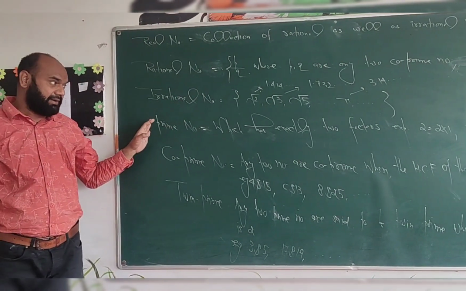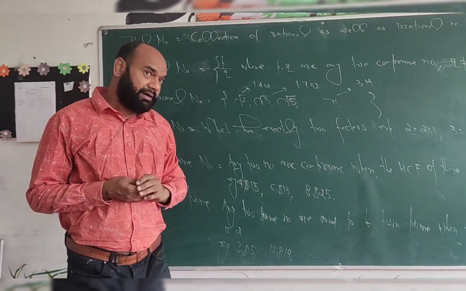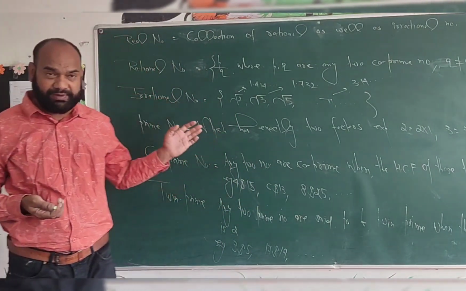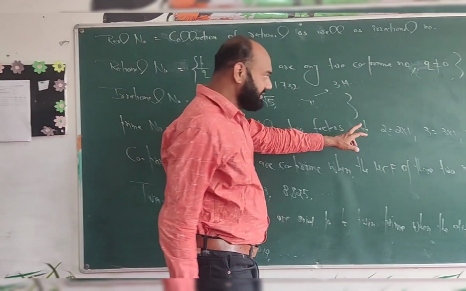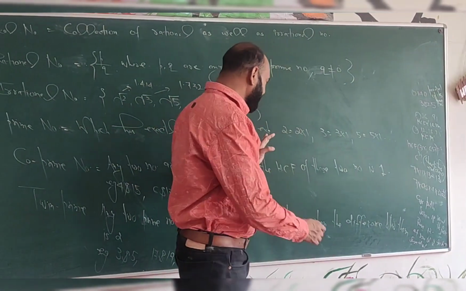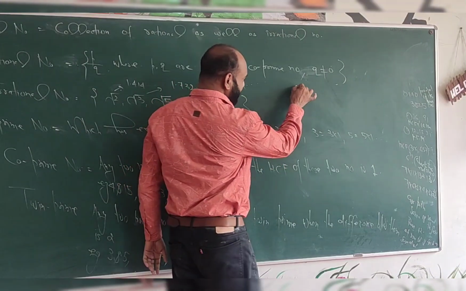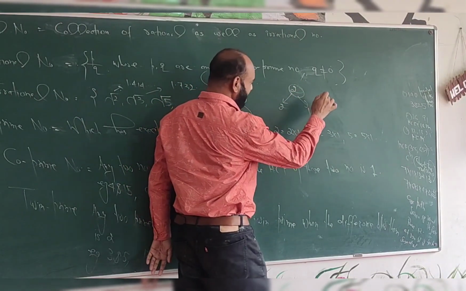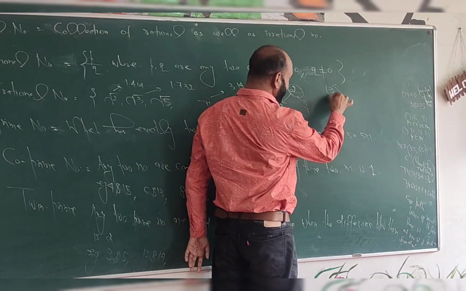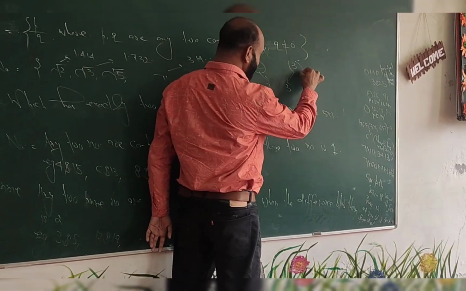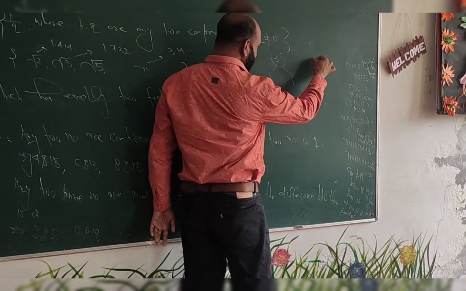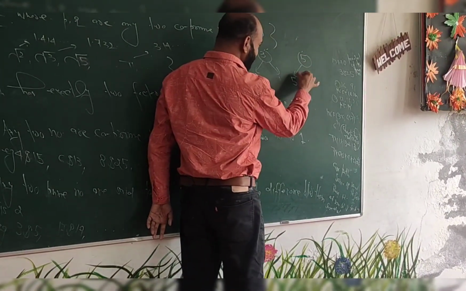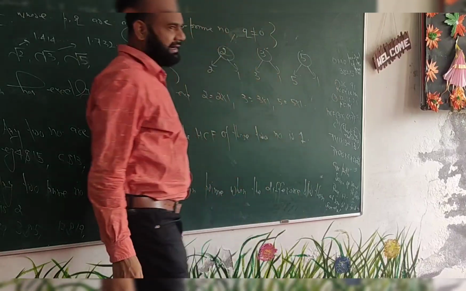Next, what are prime numbers? Prime numbers are those numbers which have exactly two factors, 1 and itself. For example, 2 has only two factors, that is 2 and 1. 3 is also an example of a prime number because 3 has two factors, 3 and 1. Similarly, 5 is also a prime number because 5 has exactly two factors, 5 and 1.